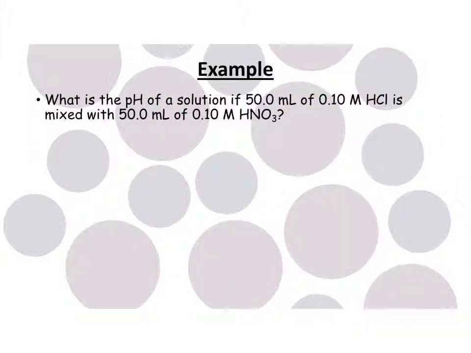Let's look at this second example. So in the second example, we've got HCl and HNO3. Okay, so hopefully you're thinking, oh, that's definitely a strong acid, and that's a strong acid.